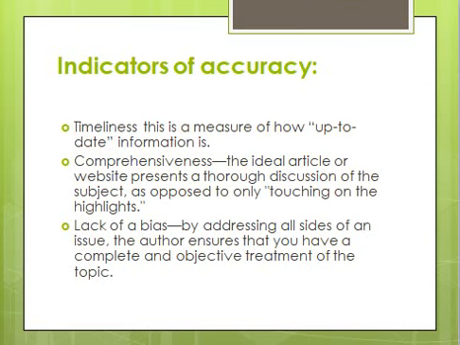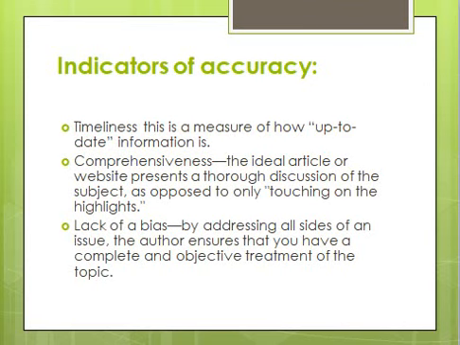This measure is of how up to date information is in many disciplines: sciences, medicine, technology, and so on. Timeliness is a very important measure of relevance of information, and therefore its accuracy, since new discoveries are constantly being made, and the facts about that subject are constantly changing. So this is an important indicator.